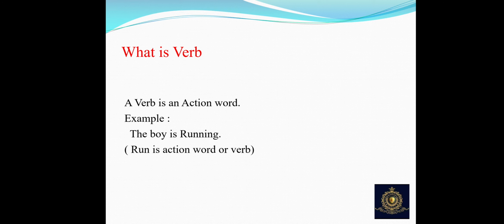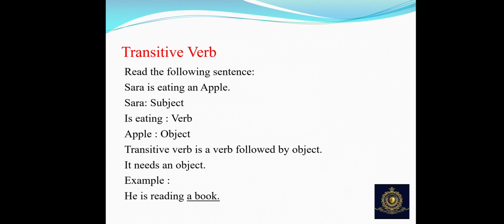Now as we know about verbs, let us see what transitive verbs and intransitive verbs are. Read the following sentence: Sarah is eating an apple. Here in this sentence, Sarah is performing the action, so Sarah is the subject. Eating is an action performed by Sarah, so it is a verb. And apple is an object that receives that action. So apple is the receiver of that action, the object on which the action is being performed.